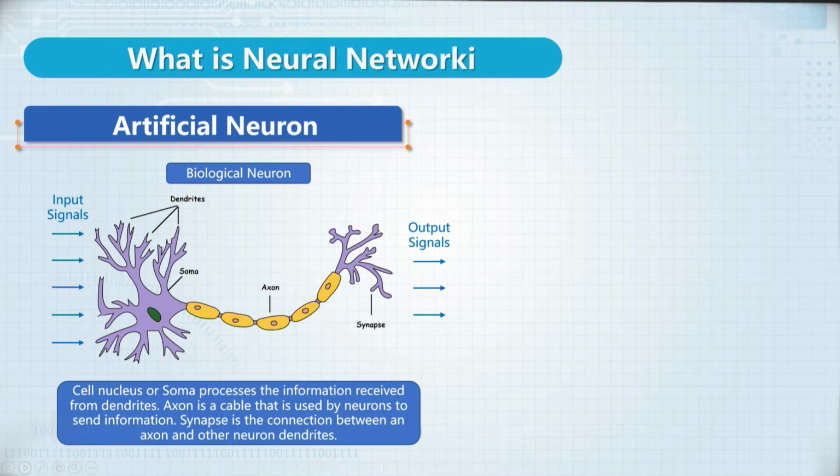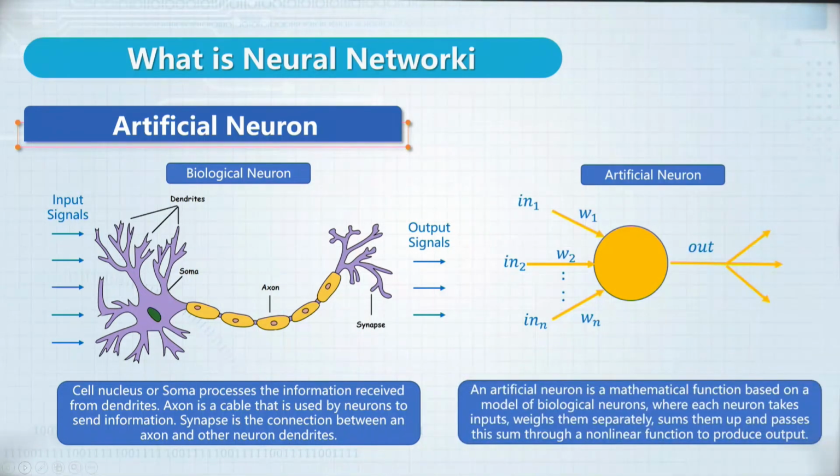All these neurons are connected with each other, like millions of them sitting in our brain, and they do their work based on the signals they receive as input from other neurons, which may come from other parts of the body.